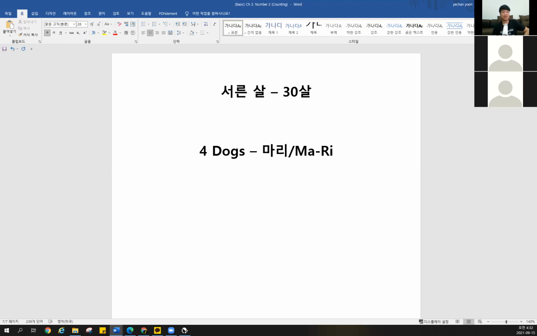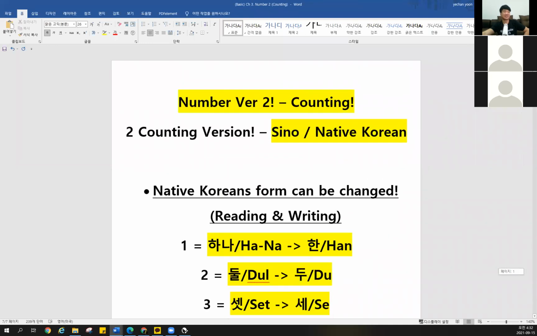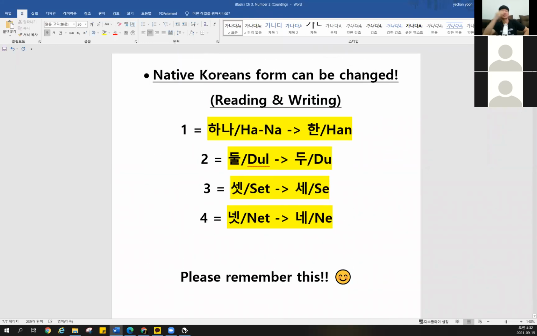Is it net mari or the changing form? Oh, you didn't see the changing form before, right? There we go. This is the changing form. So how can you say it? So, 네 마리. All right, perfect.